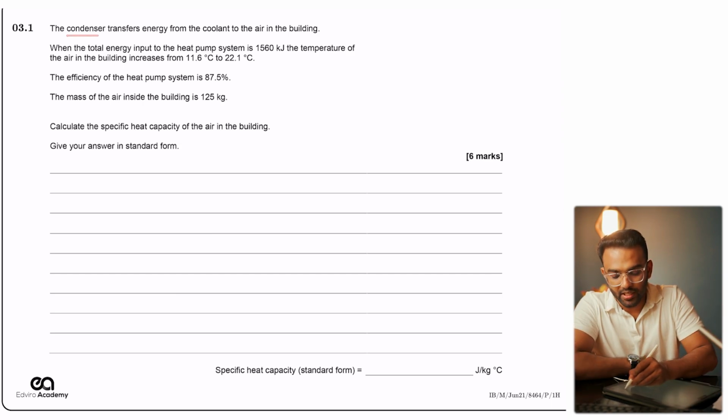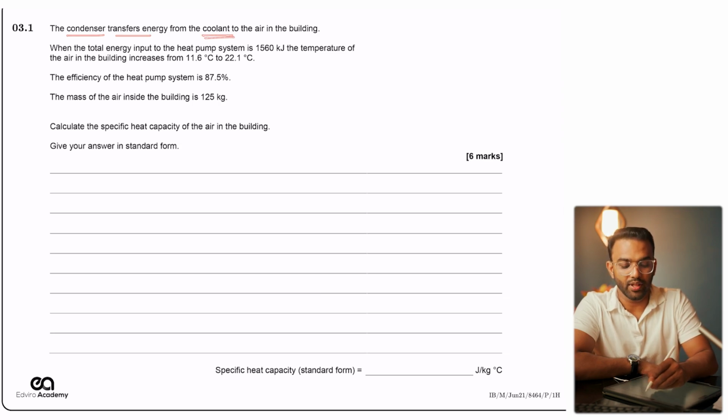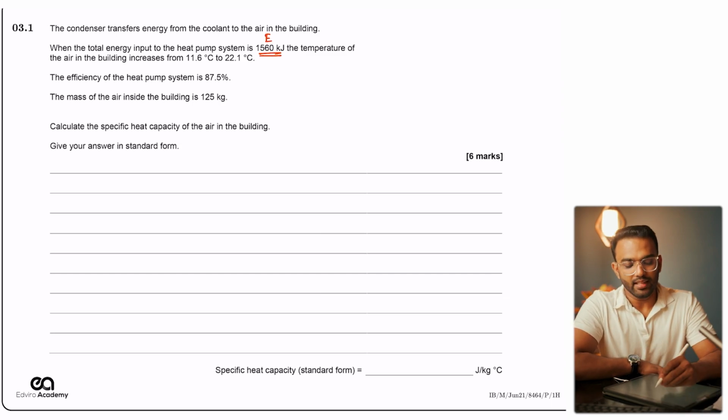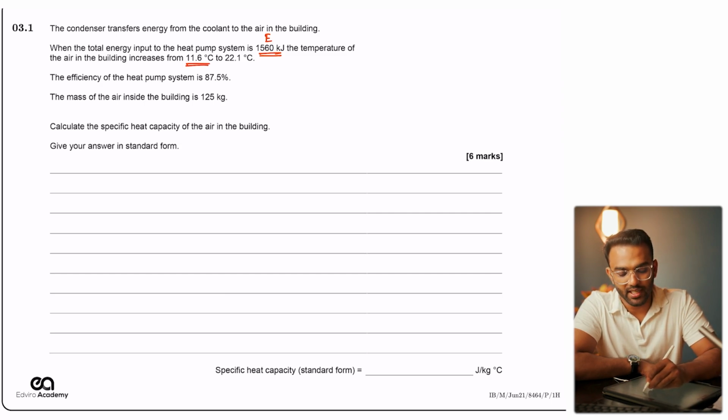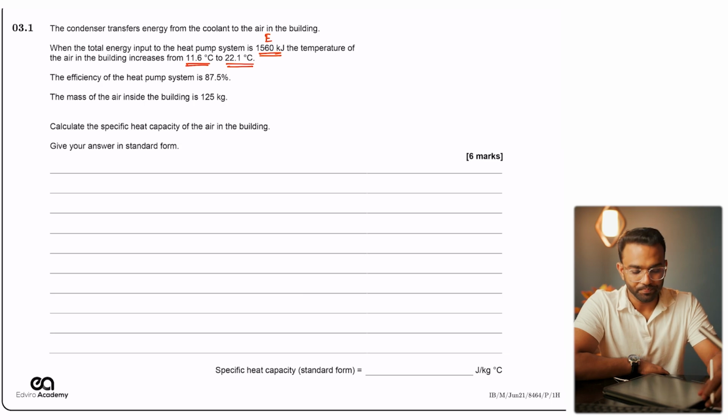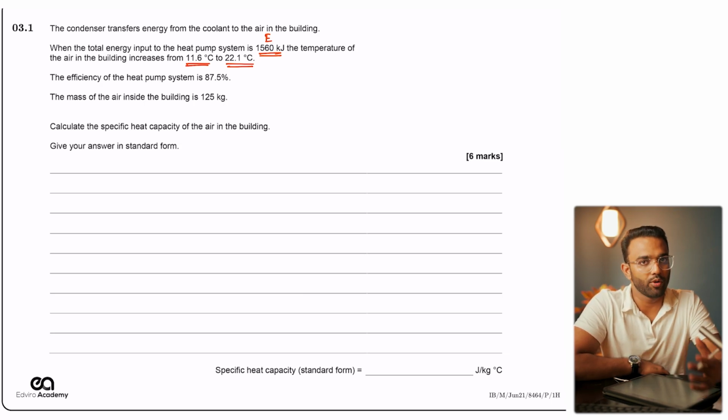So the condenser transfers energy from coolant to the air in the building, when the total energy input to the heat pump system is that. So that's the energy, you see, the temperature of the air in the building increases from that to that. Now, here's the thing. Maybe you have no idea what a condenser is. You don't know how it works. You don't have the technical knowledge on it, but that's okay.